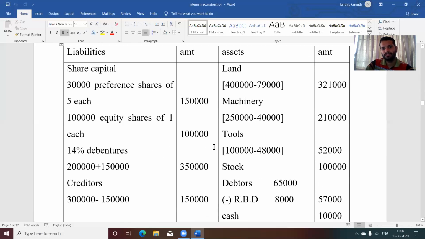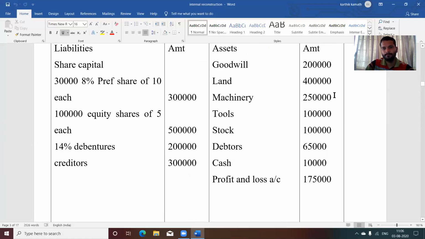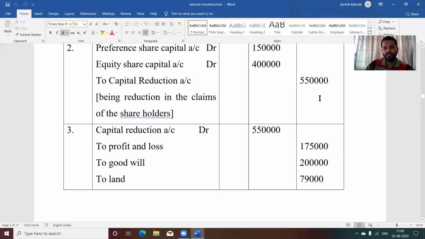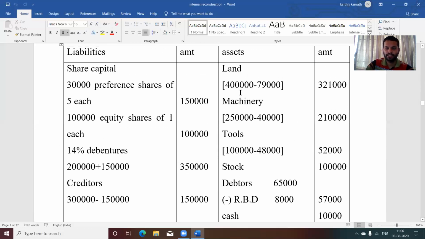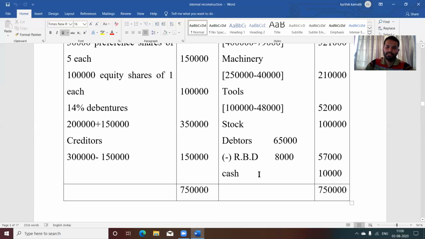So now we'll go to the asset side, land. Land value 4 lakh, but there is a depreciation amount that you need to deduct. That is in the adjustment, 79,000. Similarly, machinery 2 lakh 50,000 minus 40,000, 2 lakh 10,000. Tools, again there is a depreciation value given, 48,000. So 1 lakh minus 48,000. Stock 1 lakh. Debtors 65,000, but RBD is to be created. That is given in the adjustment. So minus RBD 8,000.